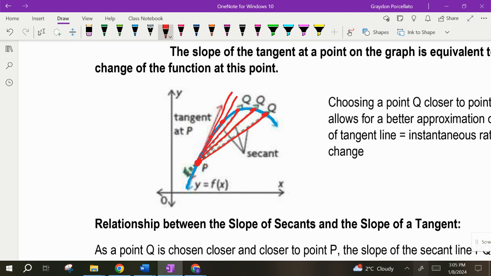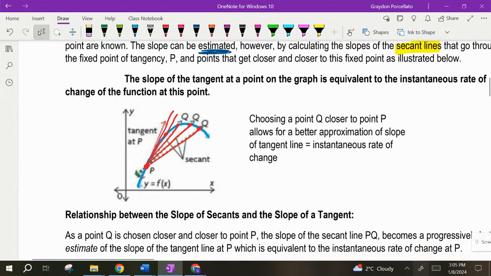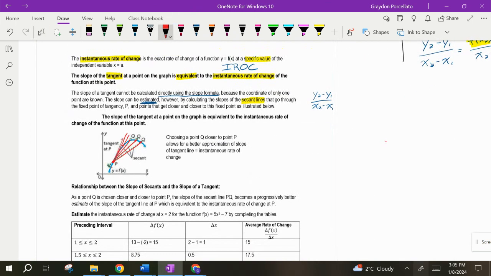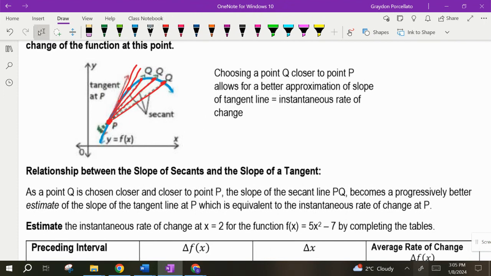So the idea is that we want to pick a point that is really, really close to the point that I want to focus on. It says here, the slope of the tangent at a point on the graph is equivalent to the instantaneous rate of change of the function at this point. Choosing a point Q closer to point P allows for a better approximation of the slope of the tangent line, which is equal to the instantaneous rate of change.